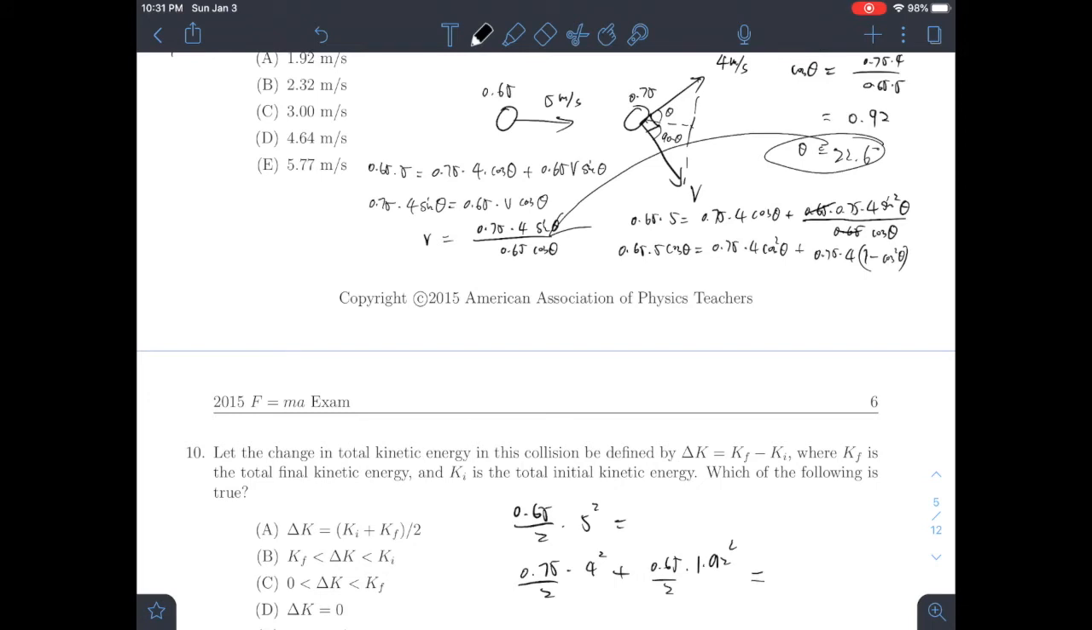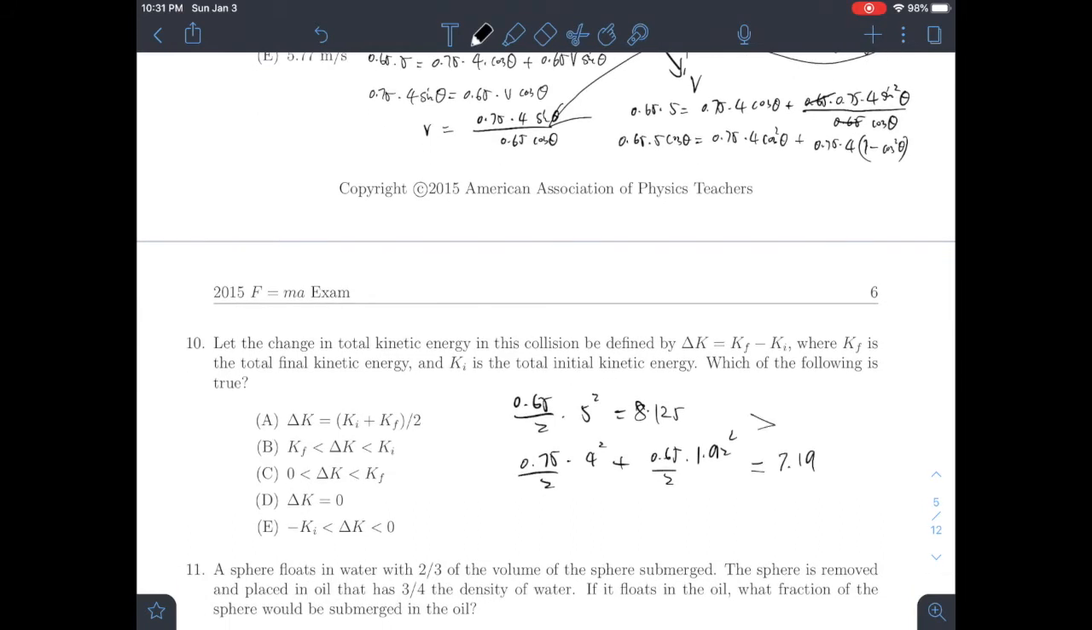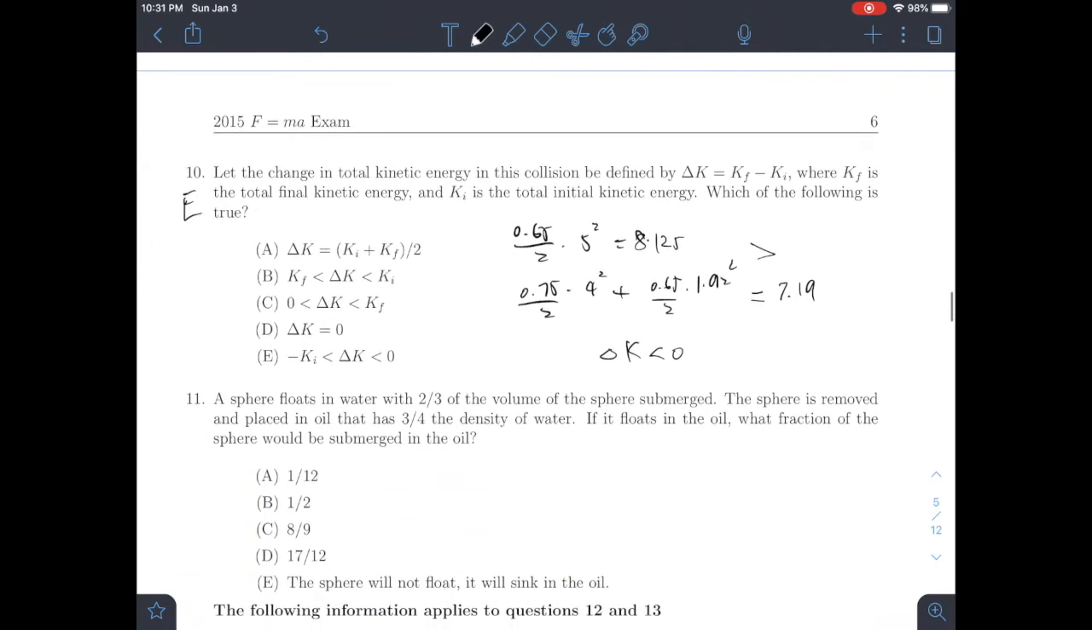Right. Then let's plug into our calculator, the initial kinetic energy, which is the first equation we listed out, is equal to 8.125, something like that. And the second equation, which is the final kinetic energy, let's plug into our calculator, is equal to 7.19, which is smaller than the original kinetic energy, which is an inelastic collision, which means delta K is smaller than 0, which is E, the only answer that shows that delta K is smaller than 0.